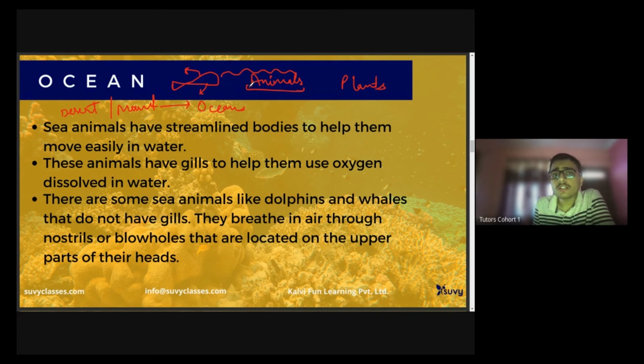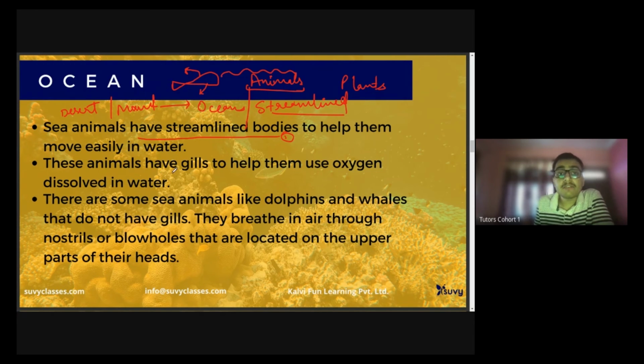We also studied a term: their bodies are streamlined. They have been lined in the direction of the stream so that they can easily move through the waves of the water. This helps in easy movement. They have a streamlined body. This is important.